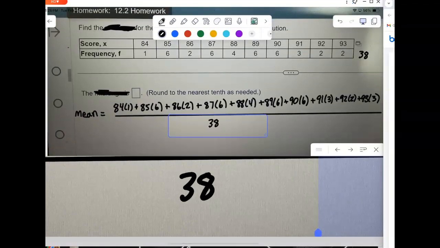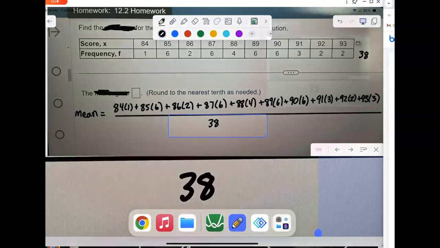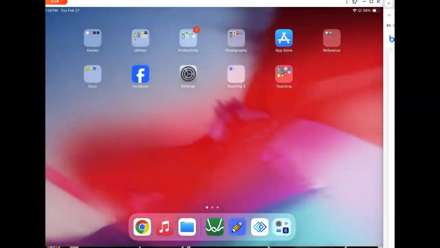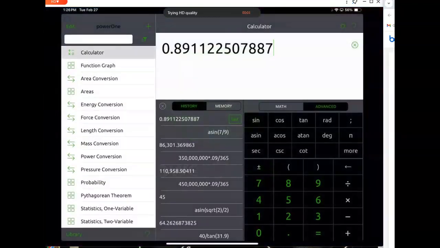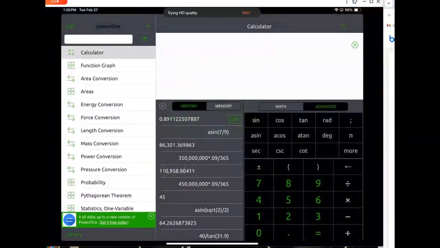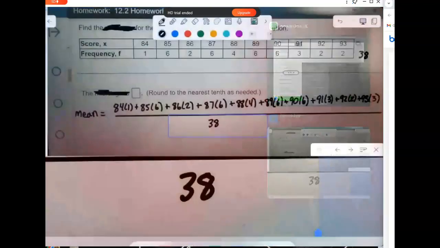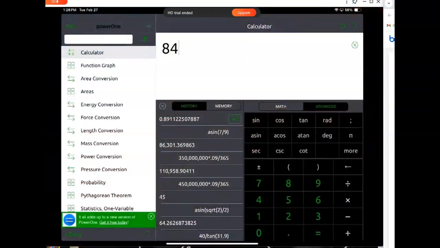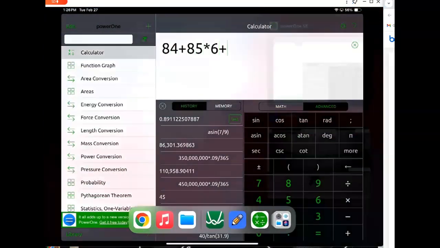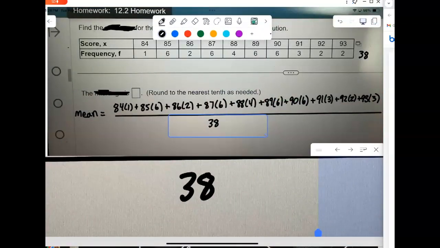Then we just compute that. Using the calculator, I'm going to add up the numerator. So again, I have 84 times 1 plus 85 times 6, and we just keep going.